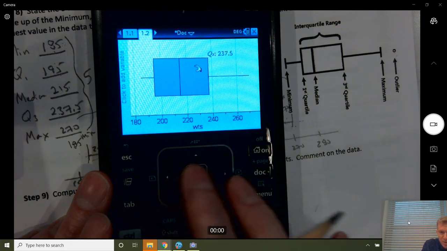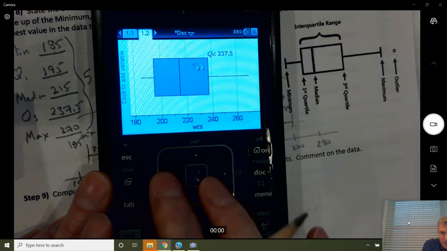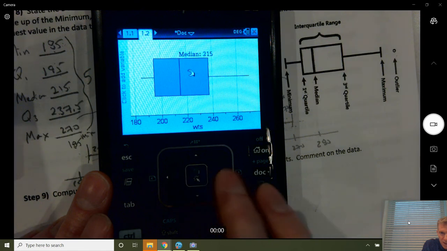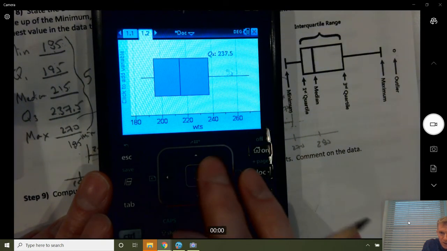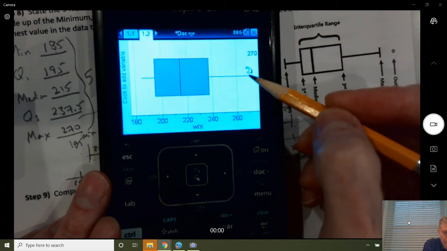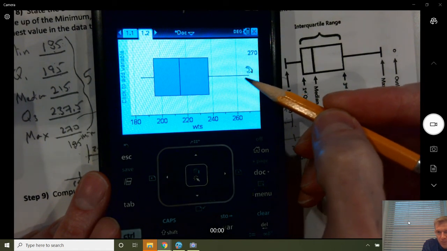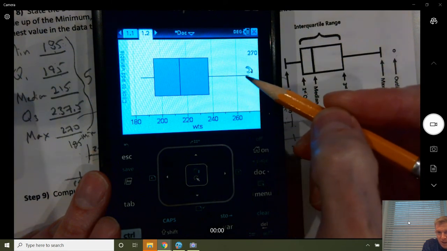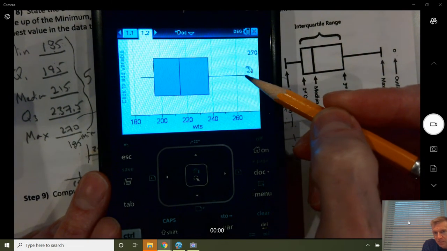So the shape is the most important thing. You can see this right side of the box is a little bit bigger than the left side, and this right whisker is a little bit bigger. So this means it's skewed a little bit to the right. There's a couple of values that are bigger, a little further away from the center, that median, that might be pulling the mean a little bit higher than the median.